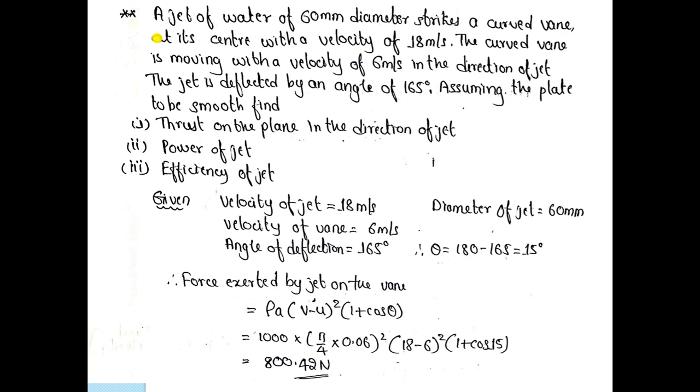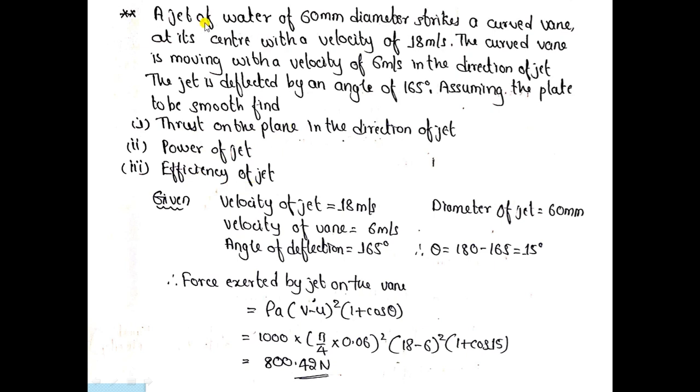Now, let us discuss a few problems. A jet of water of 60 millimeter diameter strikes a curved vane at its center with a velocity of 18 meters per second. The curved vane is moving with a velocity of 6 meters per second in the direction of the jet. The jet is deflected by an angle of 165 degrees. Assuming the vane to be smooth, we need to find the thrust on the plate in the direction of the jet, the power of the jet and the efficiency of the jet.